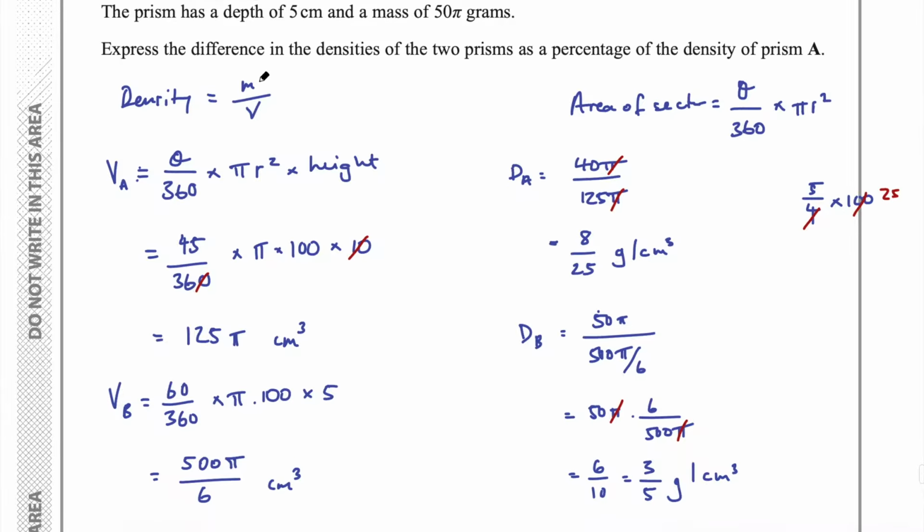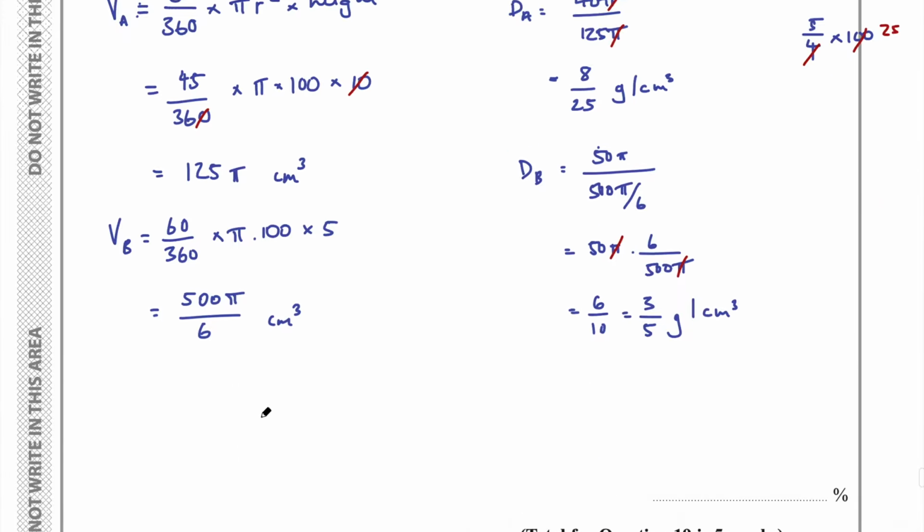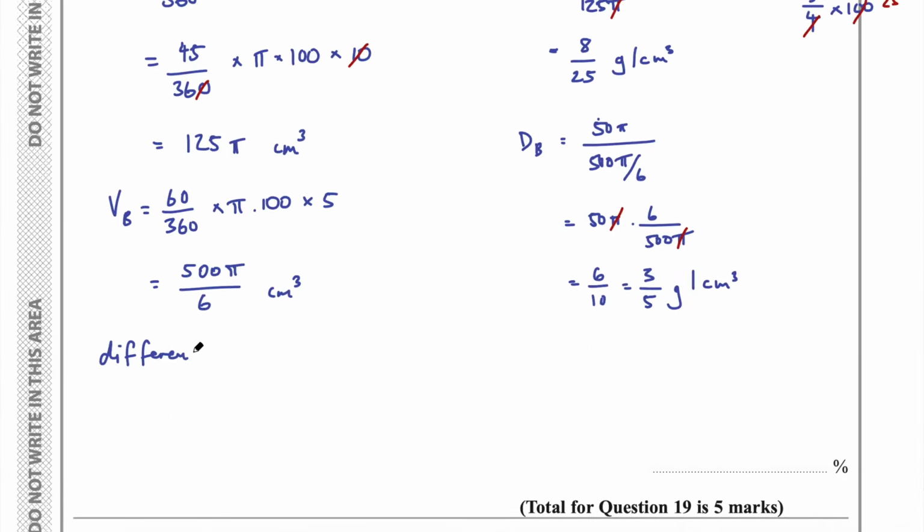Now we haven't finished yet, because remember it said express the difference in the densities as a percentage of the density of prism A. So first we have to find the difference. So we can do that just by subtracting them.